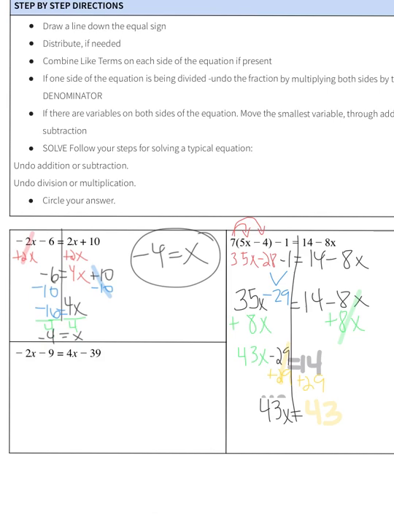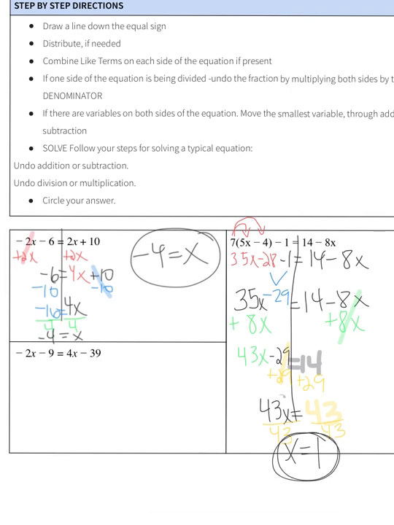Now my final step is to undo any division or multiplication. I have 43 times x, so in order to get x by itself, I have to do the opposite, which is divide. So 43x divided by 43 leaves me with simply x, and 43 divided by 43 is equal to 1. So x is equal to 1.